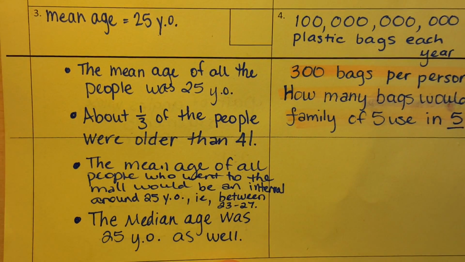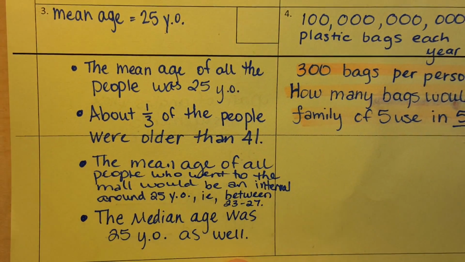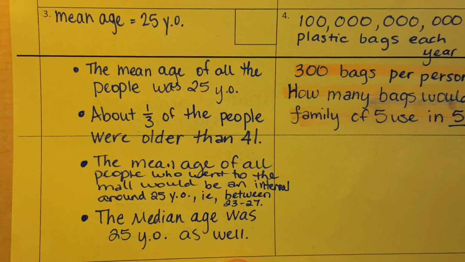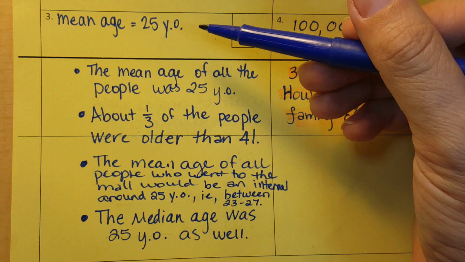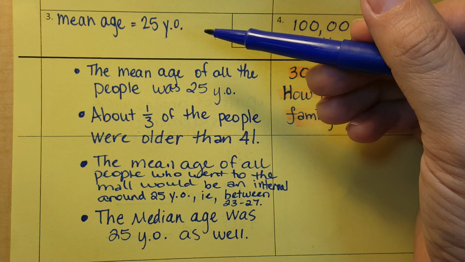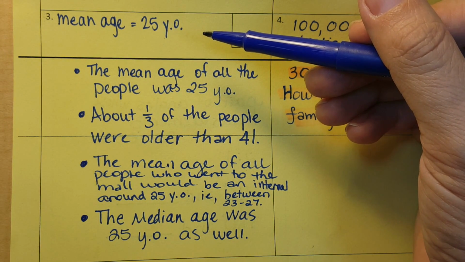So moving on to number 3. Number 3 was kind of a wonky question. It asked us, students in a research class went to the mall and found that the mean age was 25 years old. Okay? Based on the observation, which of the following is most likely?